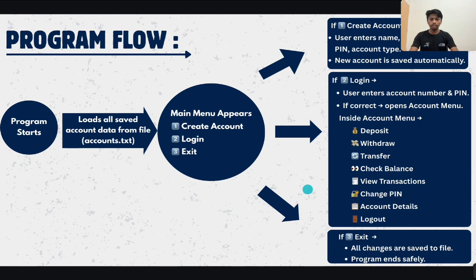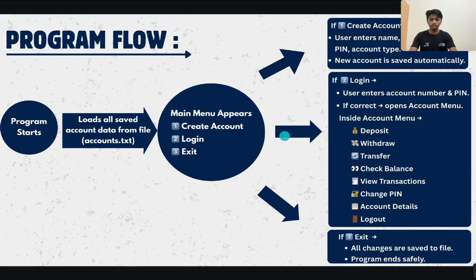Then next, program flow. When the program starts, it loads all saved account data from the file. Then the main menu appears: create account, login and exit. If the user selects create account, they are asked to enter their personal details like name, Aadhaar number, phone, and once done, their account is automatically created and saved in the file.